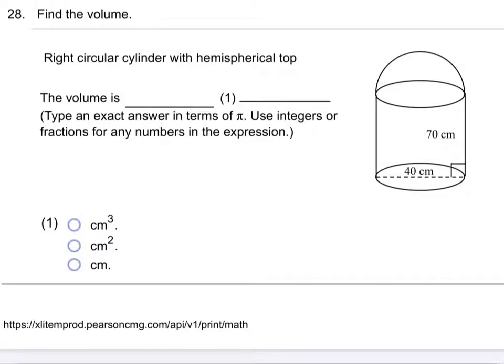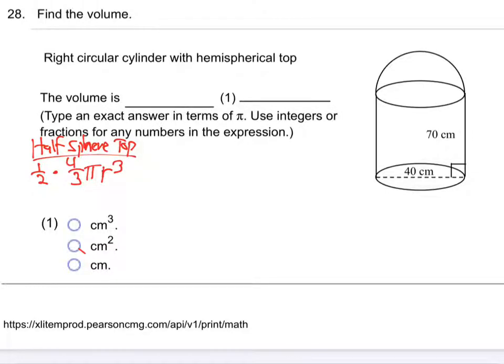28. Okay, so this is a combo shape. We have half a sphere on the top. So let's do it. Half a sphere on the top. So how do we find that? Well, it's going to be half. And what's the volume of a sphere? 4/3 pi r cubed.